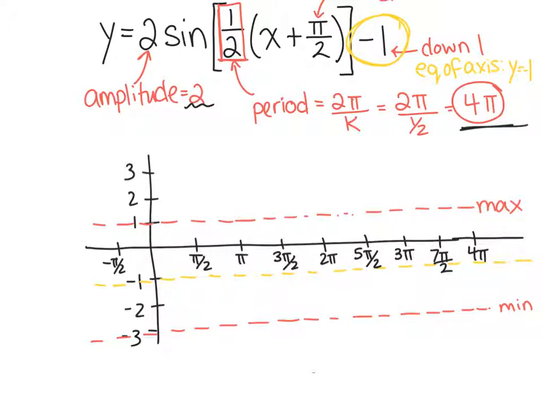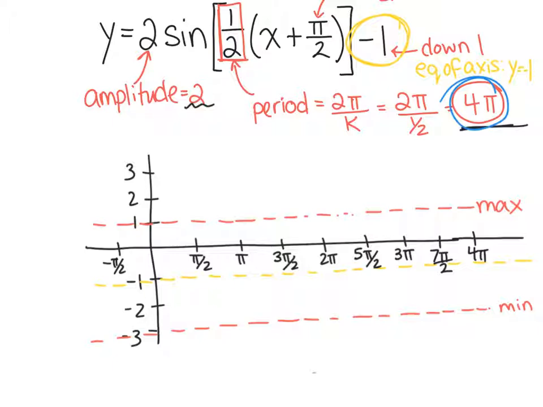Oh, you know what? I messed that up. Yep, I did, because I totally blanked on my period. Period's 4 pi. That means it takes 4 pi to complete one cycle. So what am I talking about? This is crazy. It's hard having a K and a phase shift. Just saying. Okay, I got this.